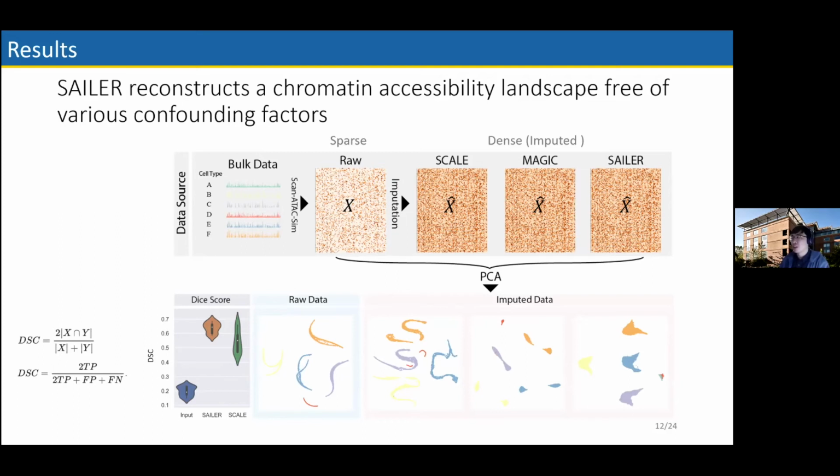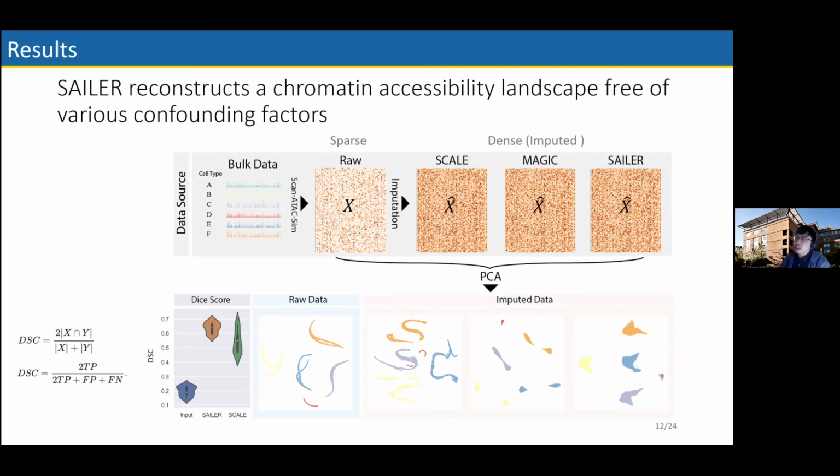So we tested this on the simulated data set. The raw simulated data is sampled from foreground peaks of bulk ATAC-seq data. Essentially, we first sample these foreground peaks and then combine them with some noise to generate these simulated single-cell data. The simulated data contains two batches simulated with different read depths and signal-to-noise ratios. We then run imputation on the raw data with SCALE, MAGIC, and Sailor to get the imputed data respectively, and then reduce the dimensions of the imputed data and visualize with UMAP.